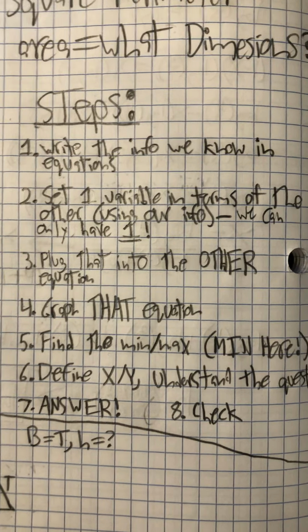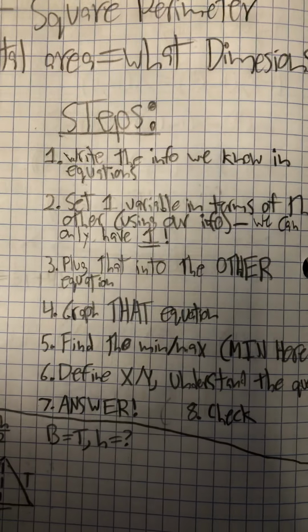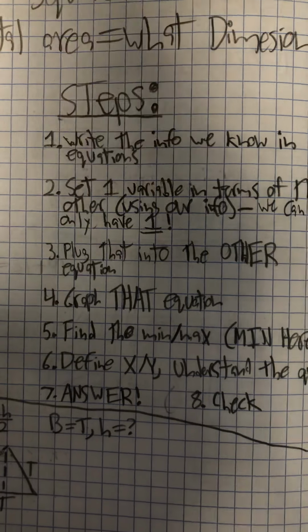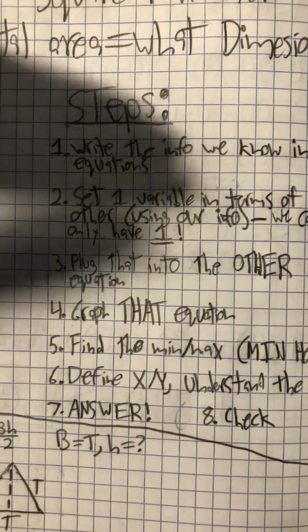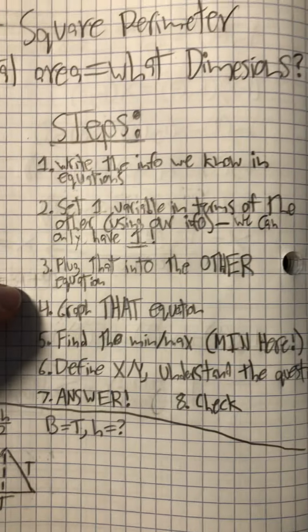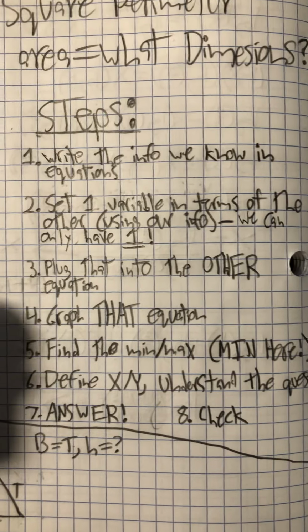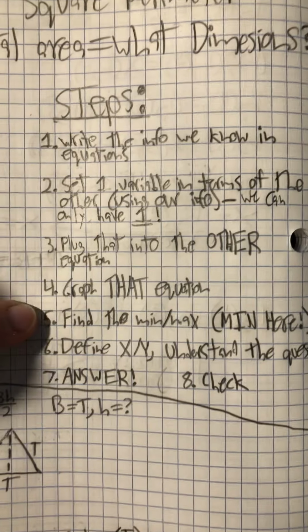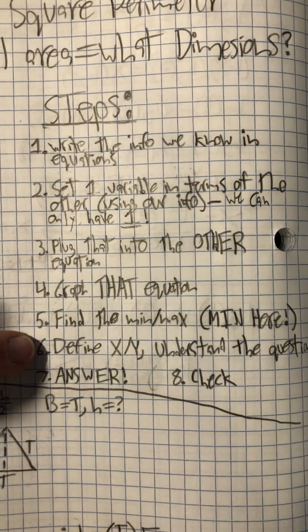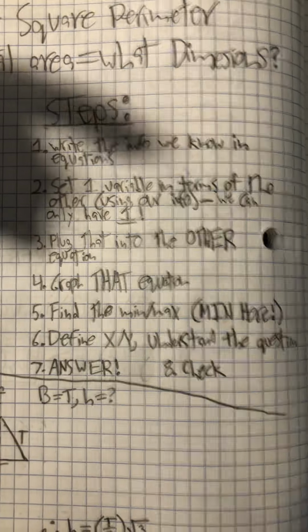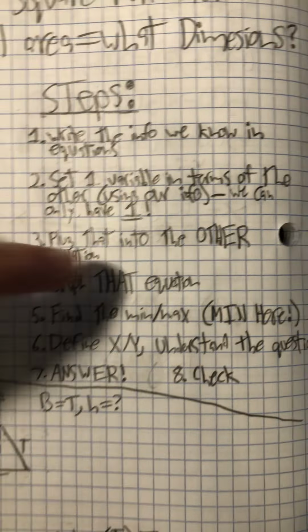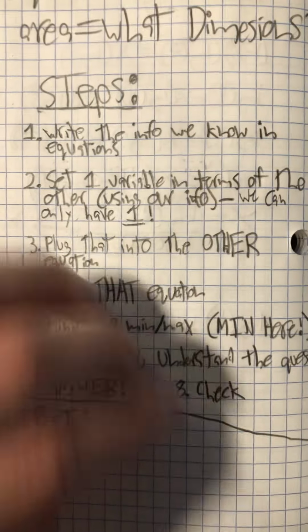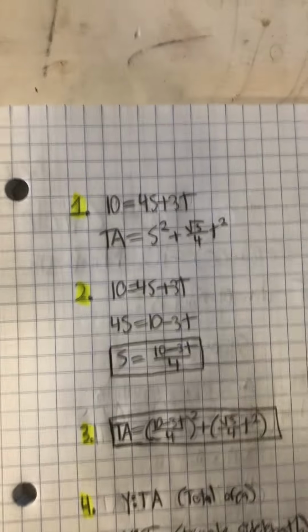So the way optimization works is you have an equation and you find the minimum or the maximum of it. So we're going to plug our variable into the equation. I'll explain that. Graph that equation. We're going to find the minimum. In this case, yeah, the minimum. Then you're going to define what your x and y mean. You're going to understand your answer to the question. You're going to answer it, and then you're going to check with other possibilities to know for sure you're right. So we're going to start with step 1.